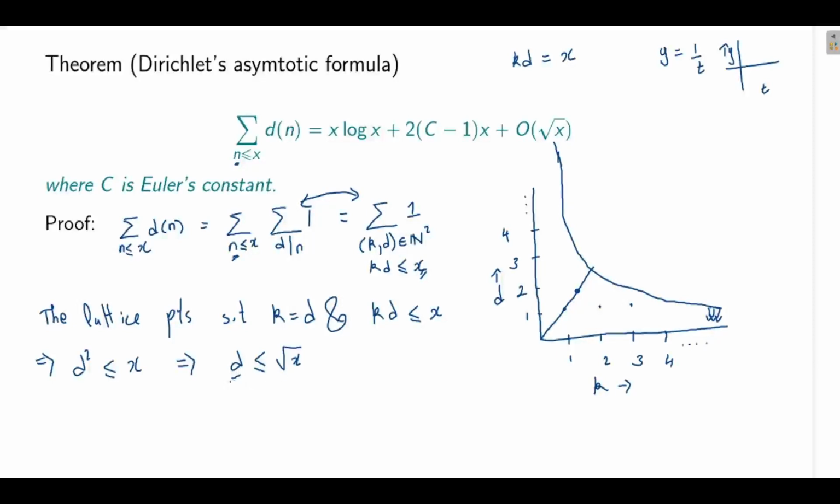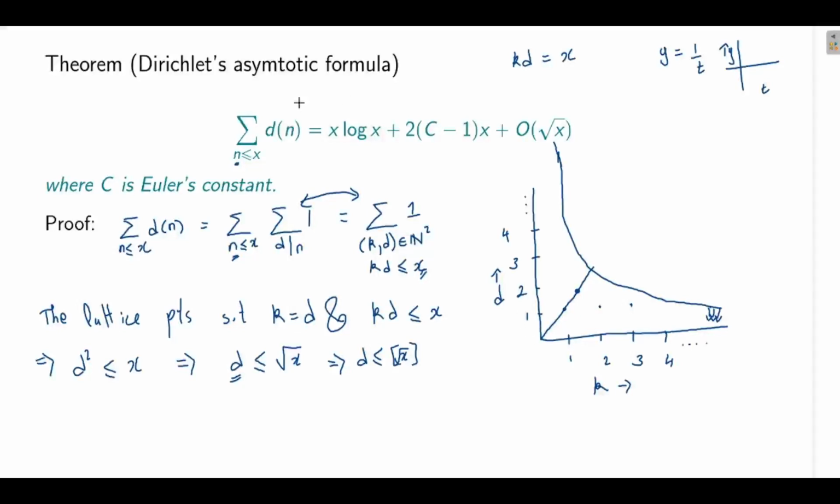Now here d takes only natural number values, which means that d should be less than or equal to the greatest integer of the square root of x. So therefore the number of points on the line will be the greatest integer of the square root of x.